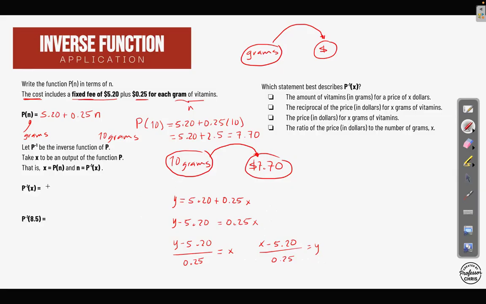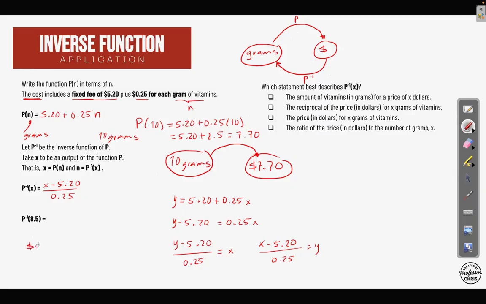So let's just write it in inverse notation. X minus 5.20 divided by 0.25. Once you have your inverse function, we are asked to evaluate the inverse function with 8.5. So what would be the meaning of that? If we already know that the original function goes from grams to a certain cost, the inverse function starts with a budget, let's say an amount that you wish to pay, and will provide you the amount of grams that you can obtain given that budget.